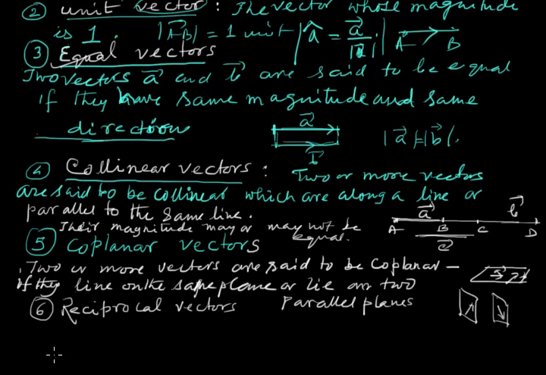Now the reciprocal vector. The reciprocal vector of A is denoted by A raised to the power minus 1. It is also a vector. Magnitudes are the same, direction is the same.